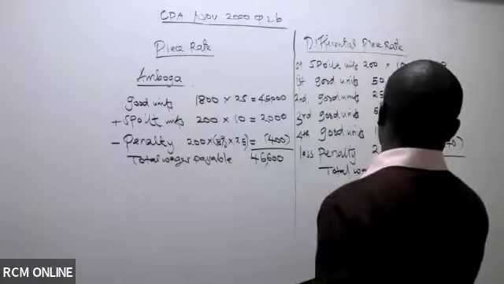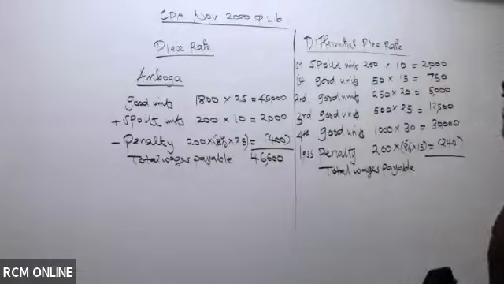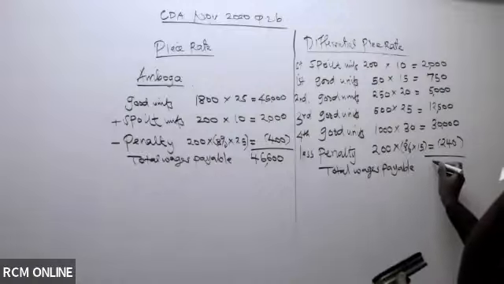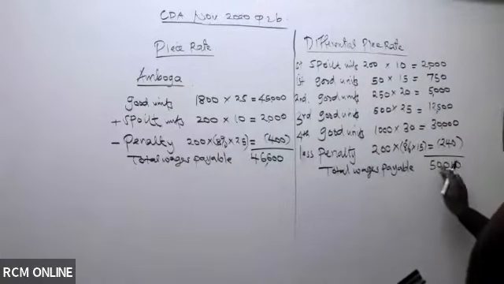Total wages payable. Total wages payable ni ngapi? Total wages payable, 50,010.